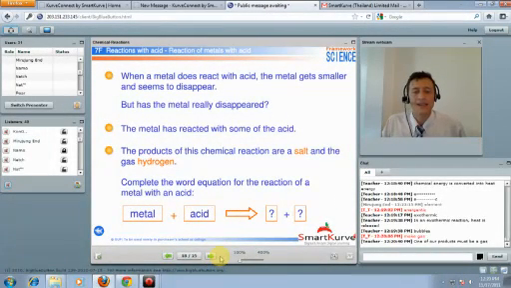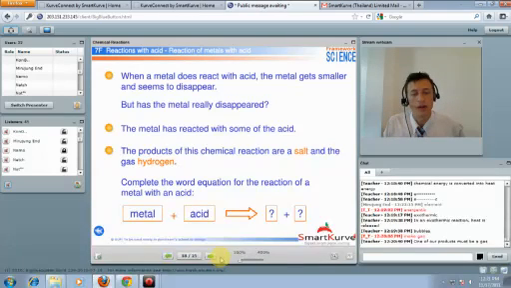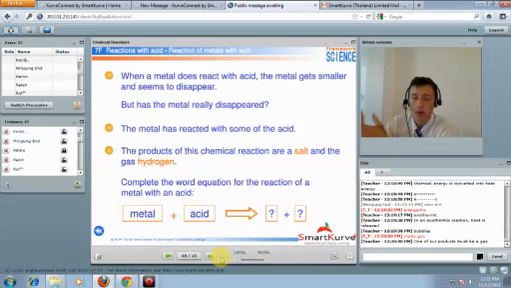When a metal reacts with an acid, the metal gets smaller and it seems to disappear. Now, what does that mean? If the piece of metal seems to get smaller, that means that the metal atoms are leaving. They're going off and forming new bonds. But as the metal disappeared, the metal has reacted with some of the acid. All right. The products of this chemical reaction are a salt and the gas hydrogen. There we go. So, complete the word equation for the reaction. So what is our gas?